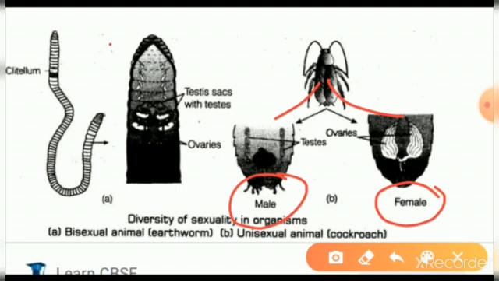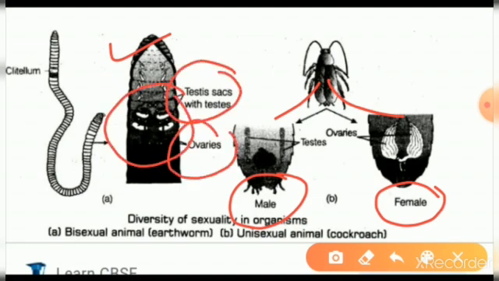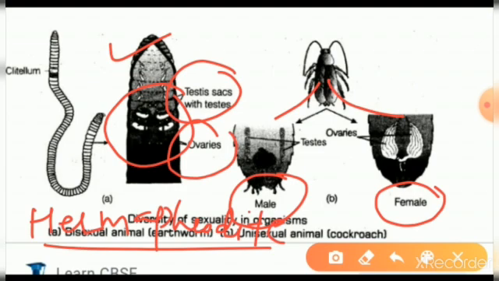But when both the male and female sex organs are present on the same individual, then that individual is known as bisexual, or monoecious. And one important name is given, hermaphrodite. Sometimes this question is asked: what are hermaphrodites? Hermaphrodites are those in which both the male and female sex organs are present.